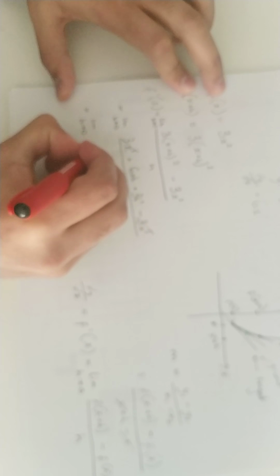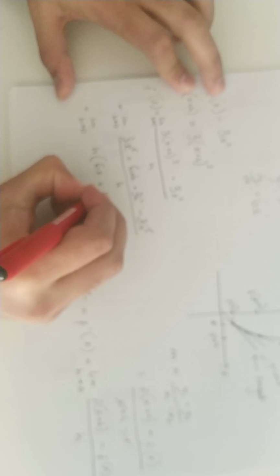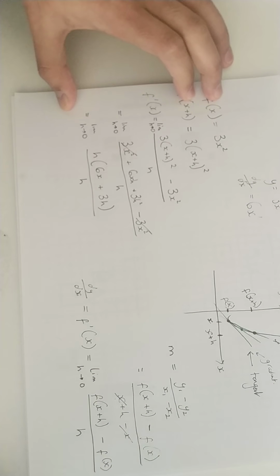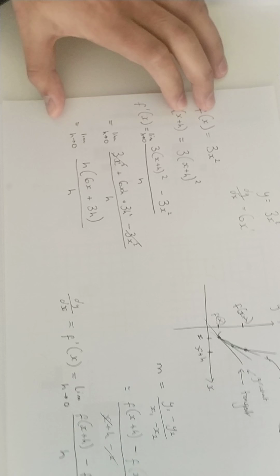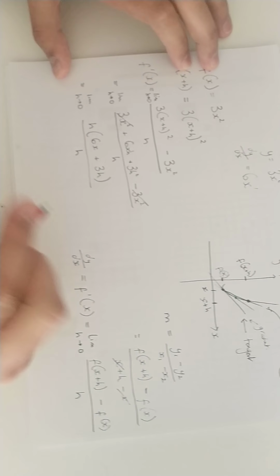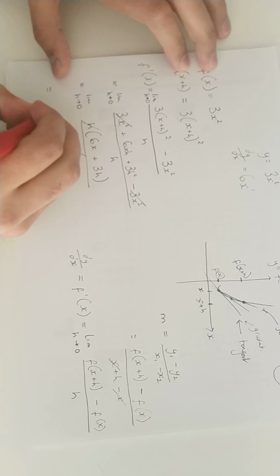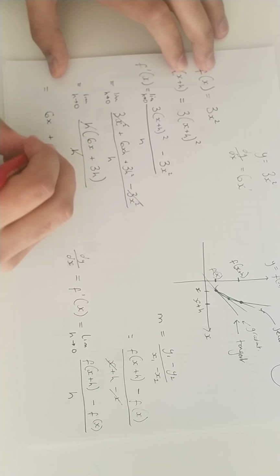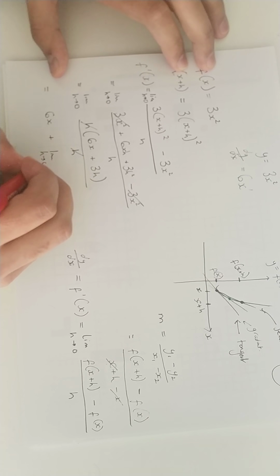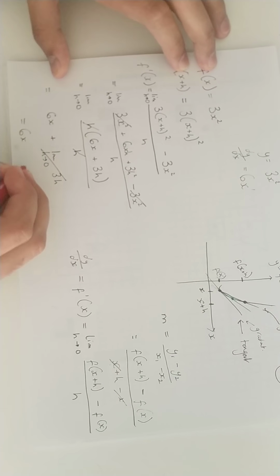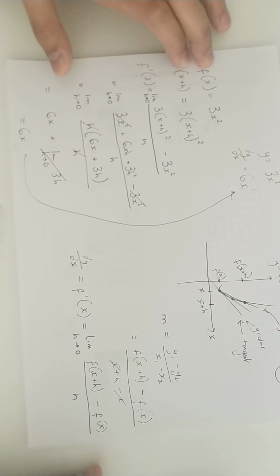So I'm left with, I'll factorize h so you can see it clearly, 6x plus 3h divided by the h. Now I'm going to cancel off the h's there. And cancel them off. I'm left with 6x plus the limit as h tends towards 0 of 3h, and of course that just goes to 0, and I'm left with 6x, which is exactly what we got up there. And that's it.